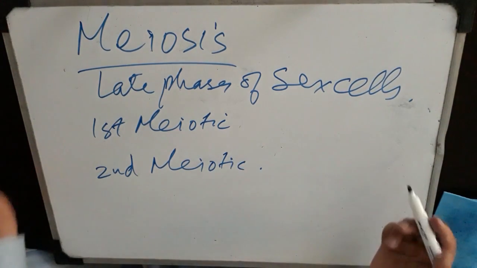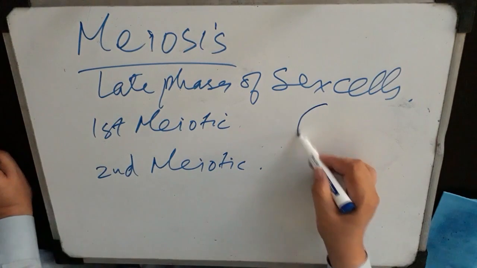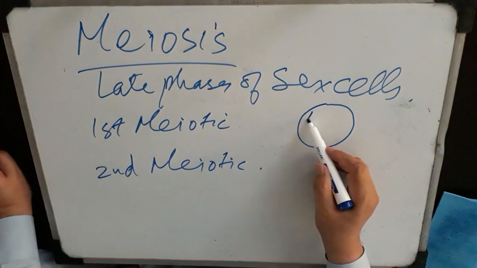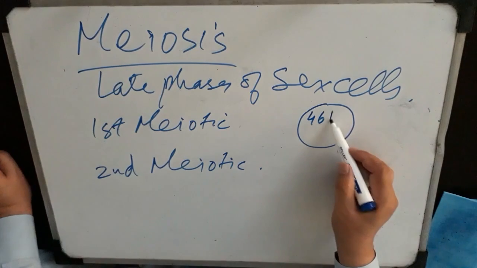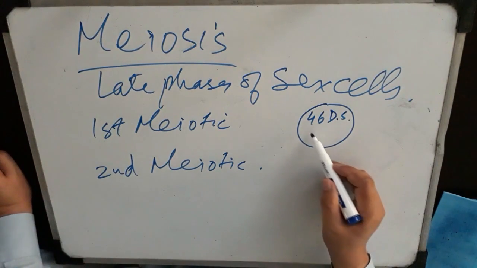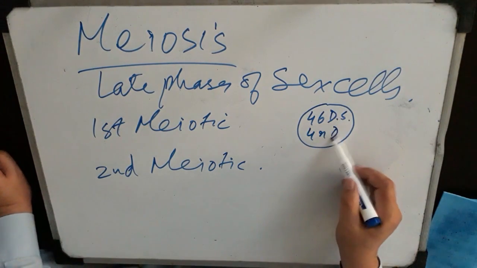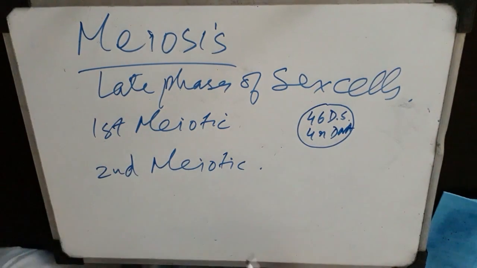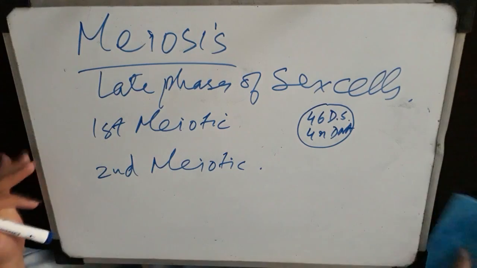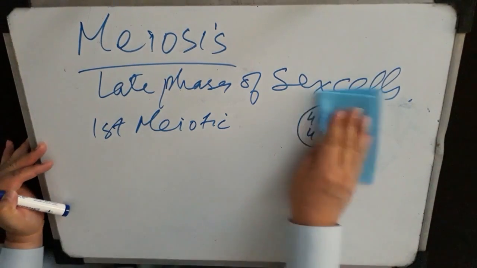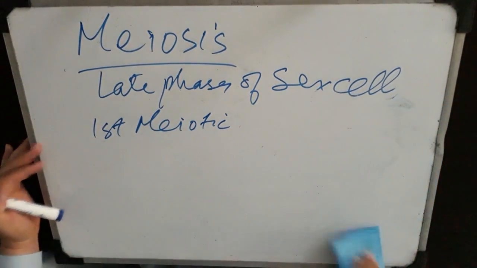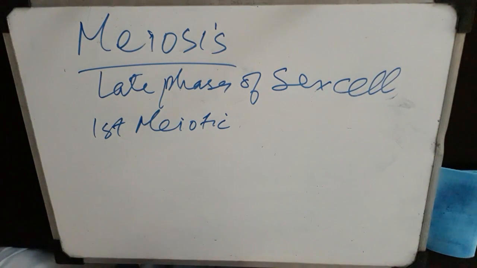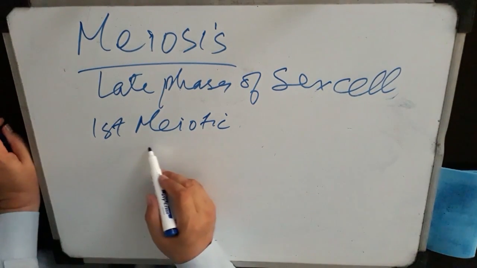The parent cell, the same parent cell having 46 double structured chromosomes and 4n DNA, now enters into the first meiotic division. And now what happens in the first meiotic division? Again there is prophase 1.